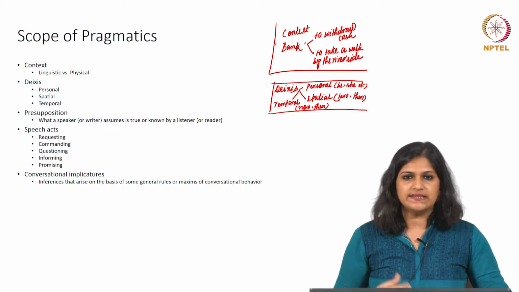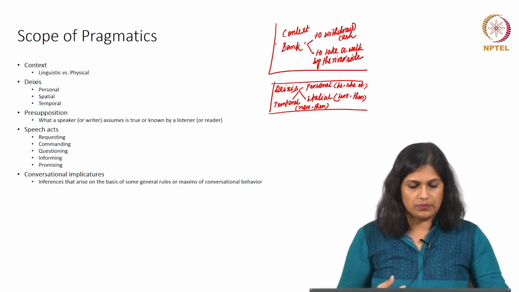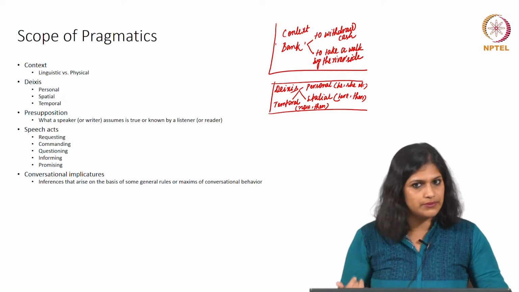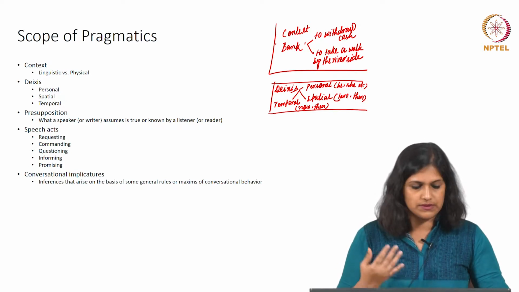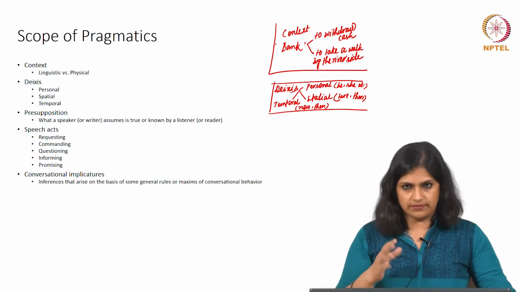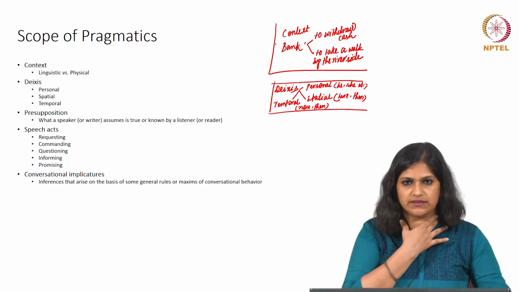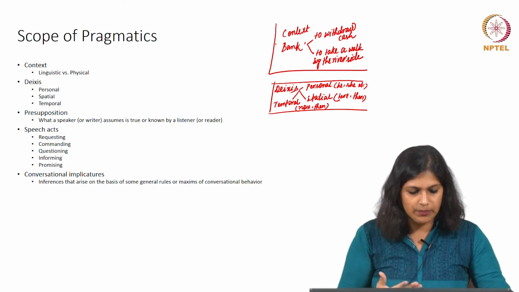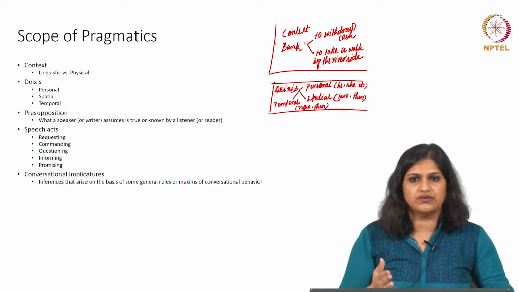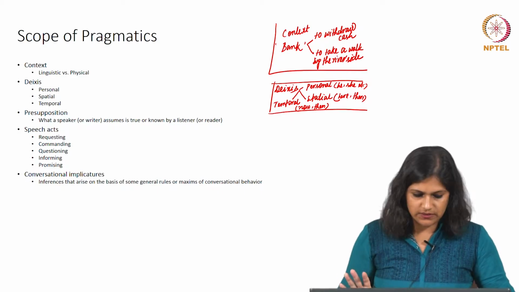So, with these three types of deictic phrases: personal, related to personal pronouns; then spatial, related to space, meaning information related to location or place; and then temporal, related to time information. We need to move to the next one, presupposition.